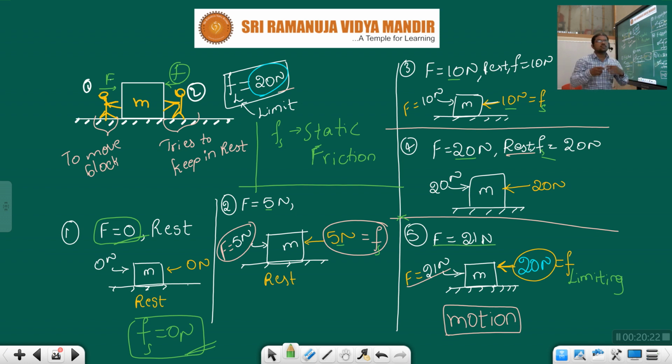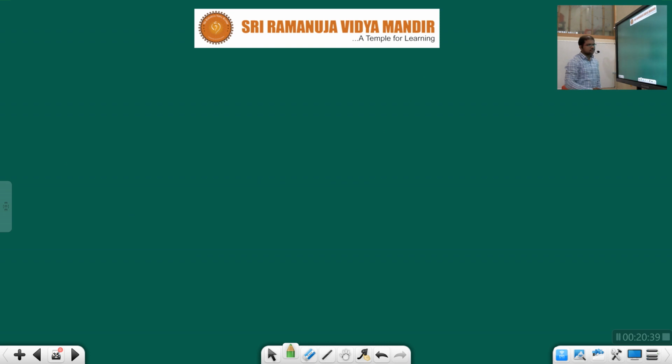That is the reason for what happened here. When you increase the force to 21 newtons, since the friction can't give that much force, our force became more and the body starts moving. Okay children, is it clear? So let's make a conclusion for this, children.